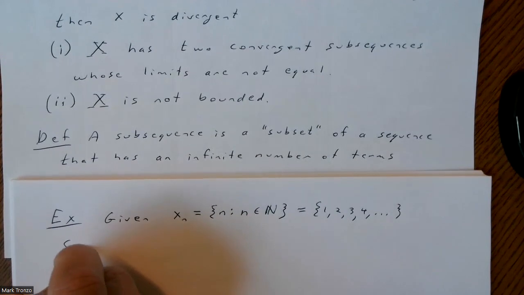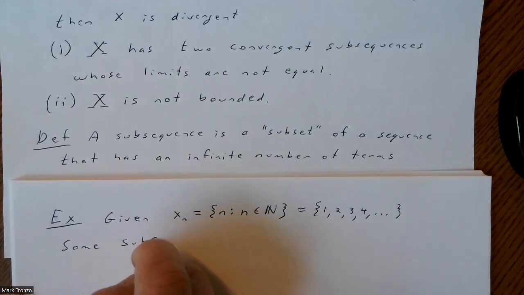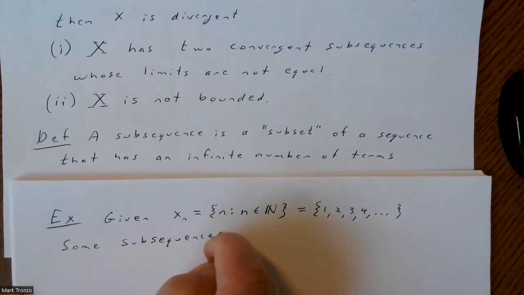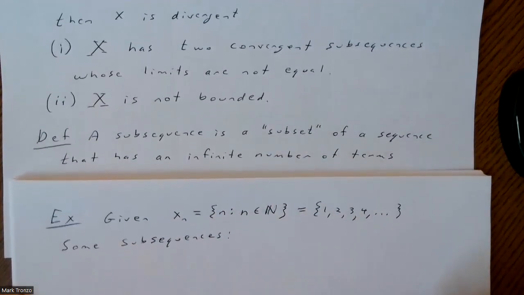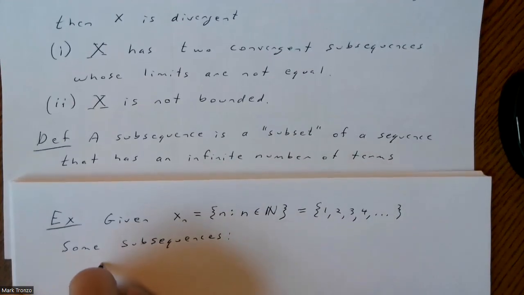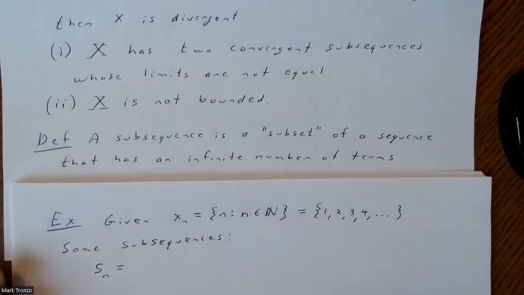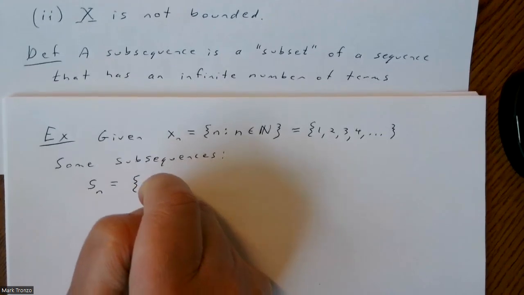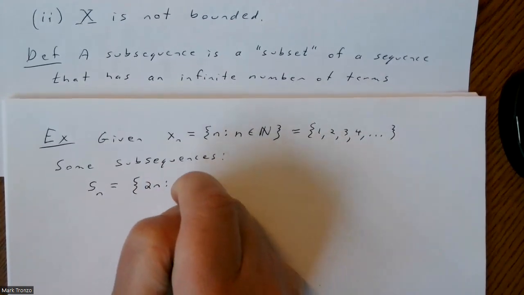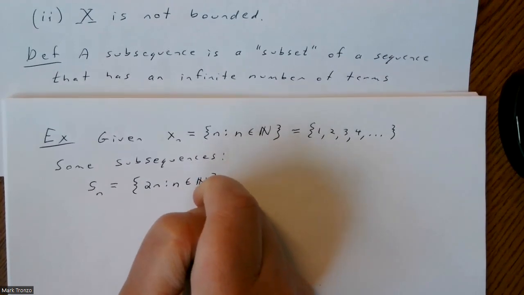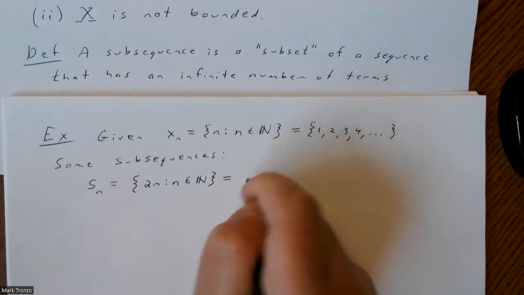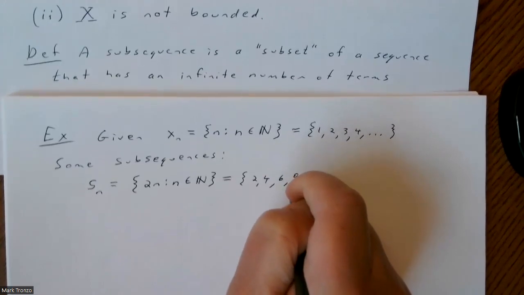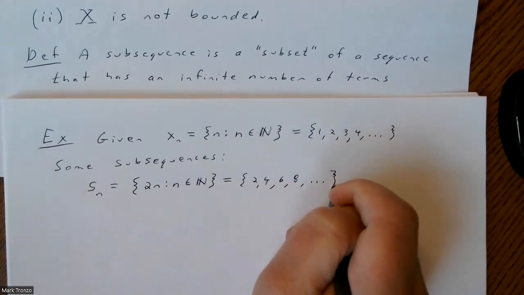Some examples of subsequences might be, and sometimes you want to give this a different name, let me call it sn, just to distinguish it. So let's say you took 2n, which would be 2, 4, 6, 8, etc.